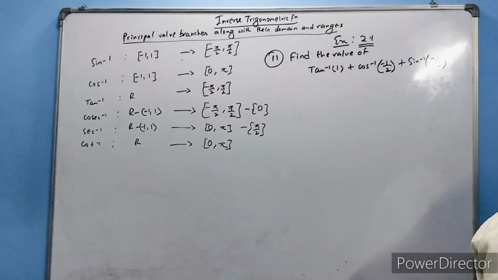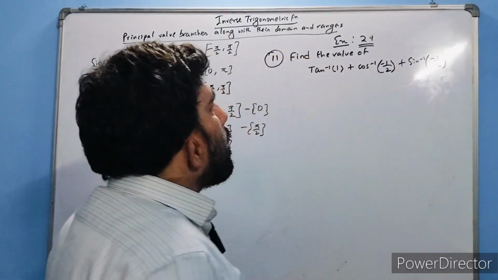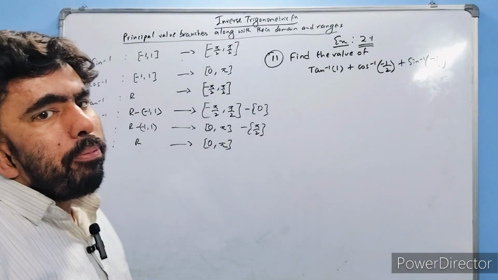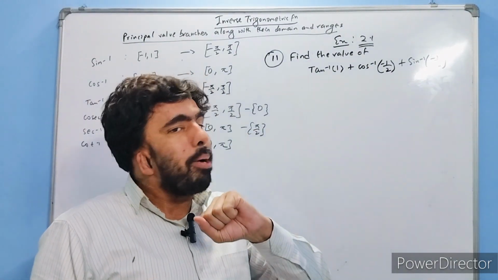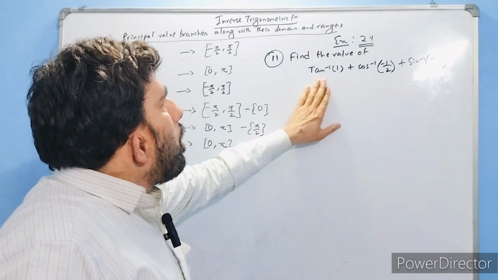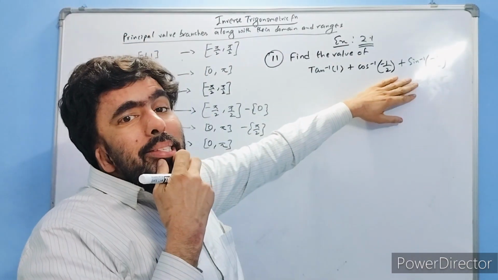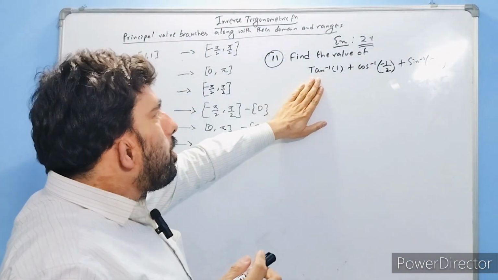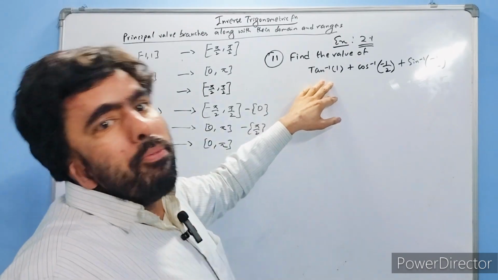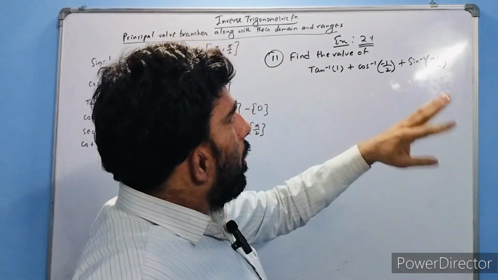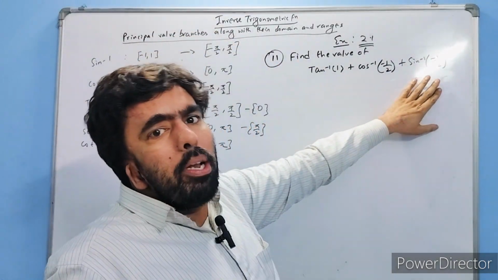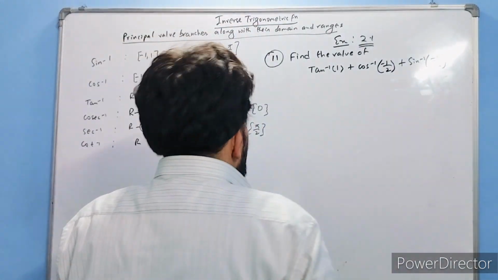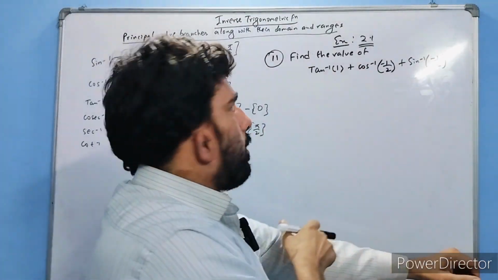So now let us try to solve this. We have just found the principal value of individual inverse trigonometric functions. Now they have given a combination of 3. What we can do, very simple, is find them separately one by one, put all 3 values in this and then add. So this is a little bit different question.